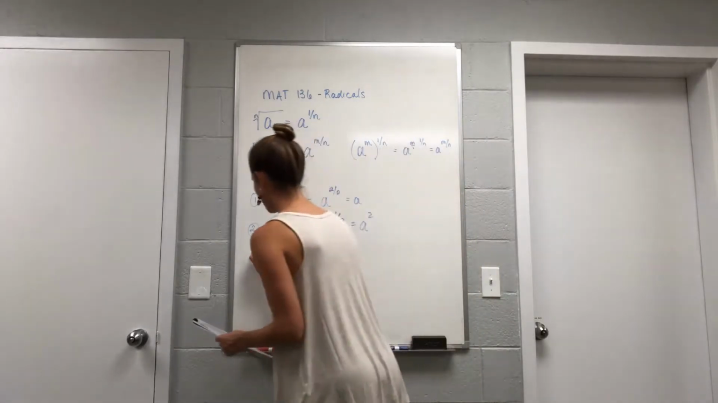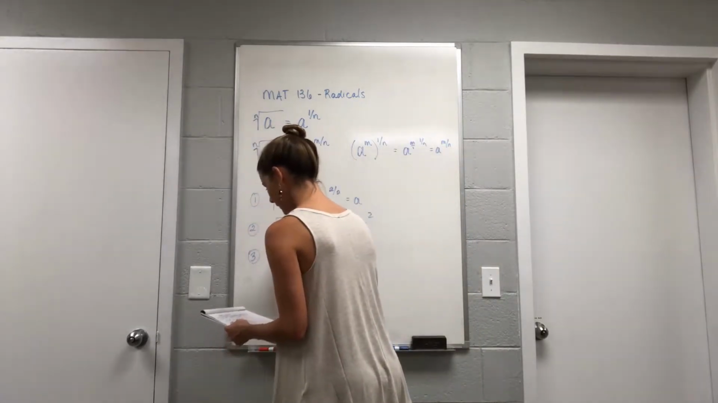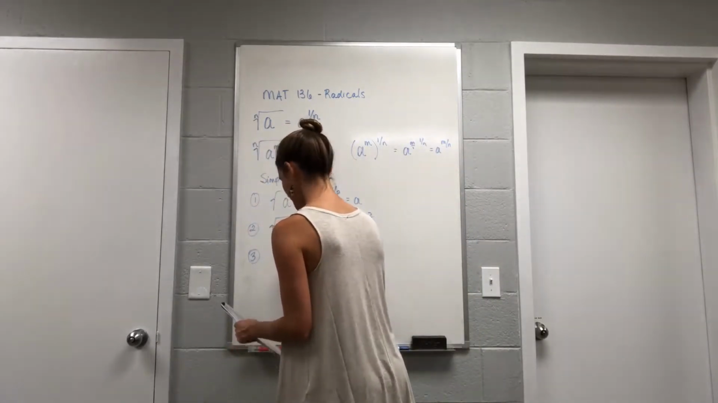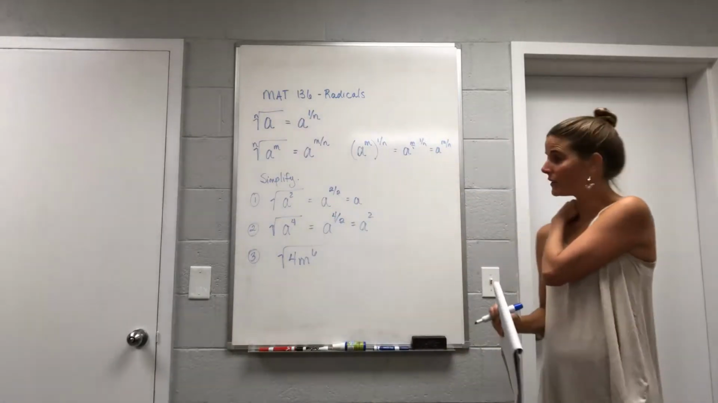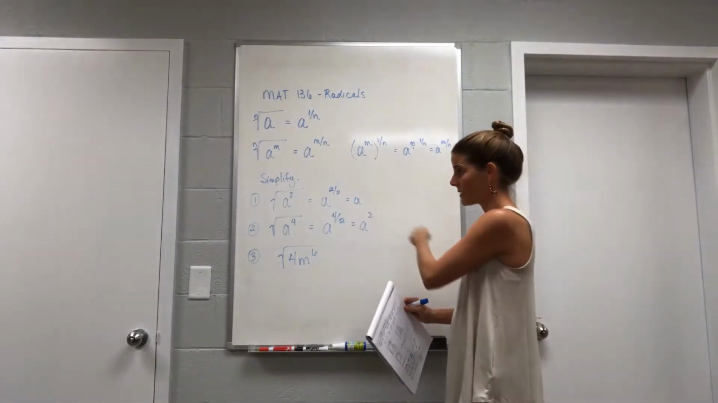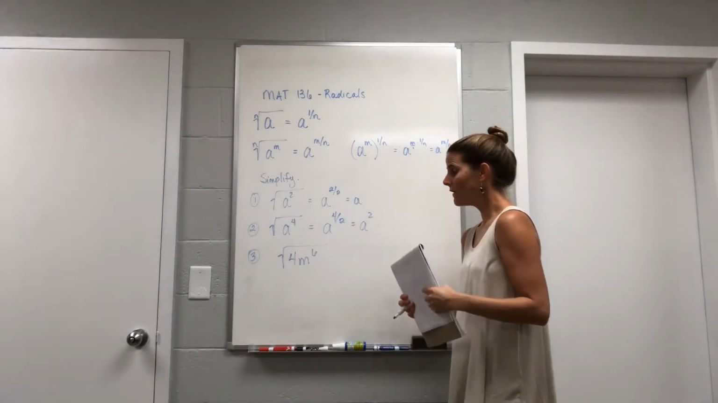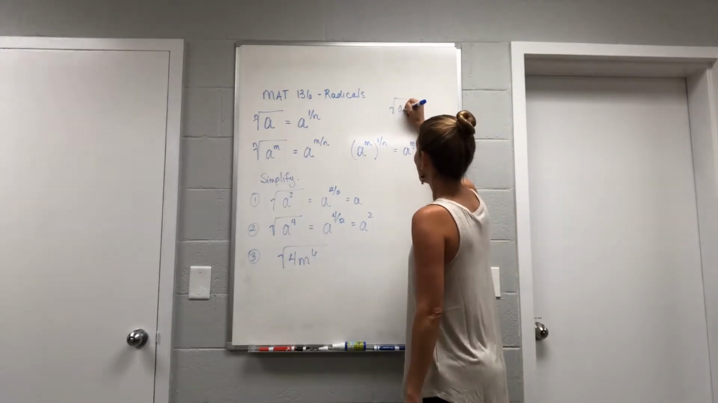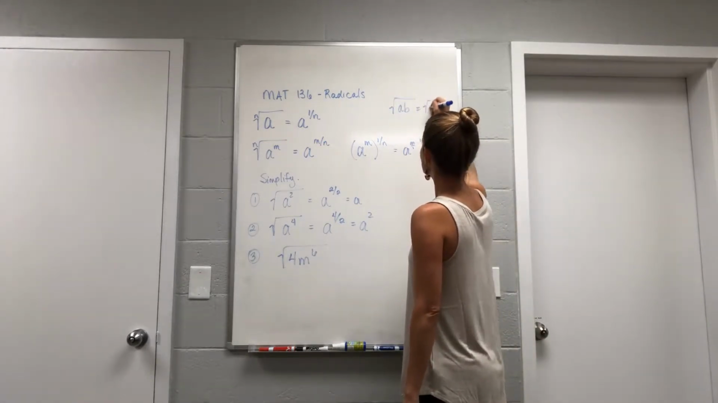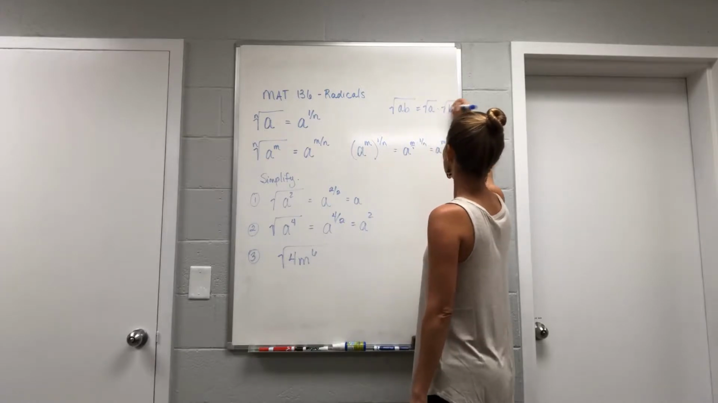All right, next example. Square root of 4m to the 6th power. All right, we're going to use this concept up here a little bit that I was mentioning. First thing I want to do is realize that the square root of a times b is equal to the square root of a times the square root of b.